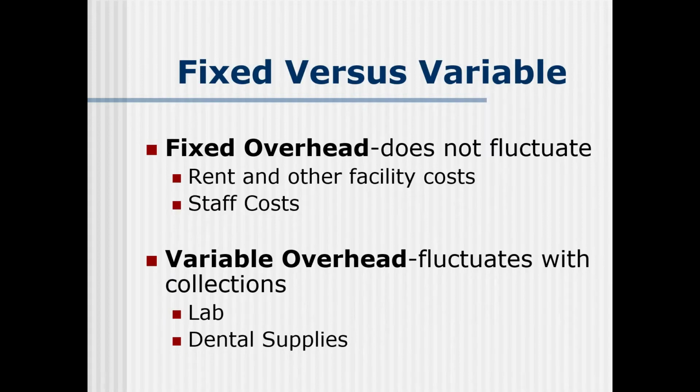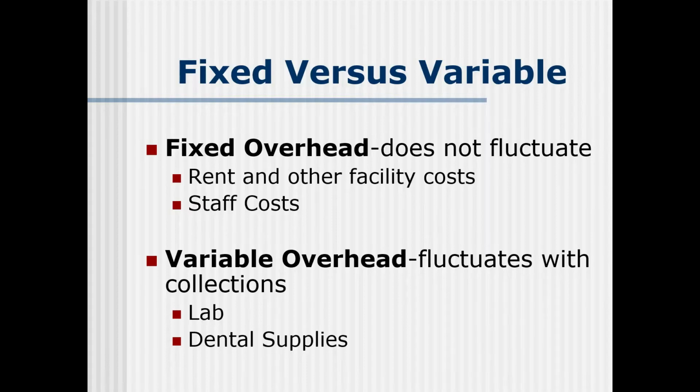All right, so some accounting 101, and then we're going to get into the interesting stuff. There's fixed overhead and there's variable overhead. So fixed overhead doesn't fluctuate as your collections fluctuate. So for instance, rent. You're going to pay the same amount for rent whether you see one patient in a day or see 30 patients in a day. Your monthly rent is fixed. It does go up over time, but your rent is fixed, and more or less your staff costs are fixed. So the amount you pay your front desk person and your assistants and your hygienists, that's pretty much all fixed.